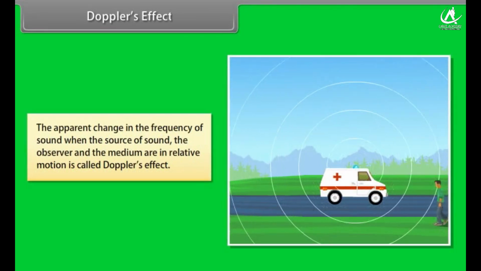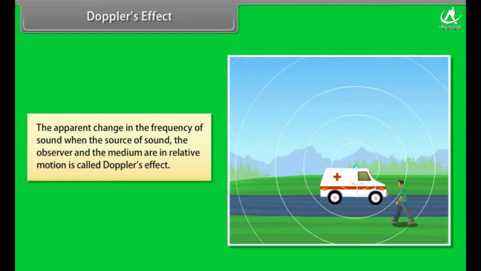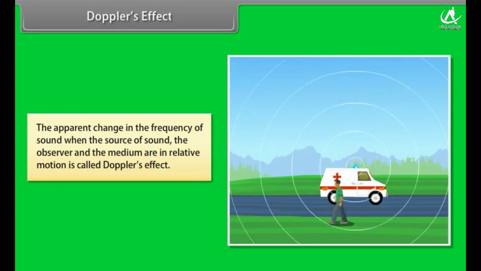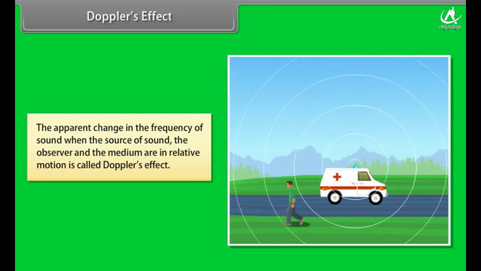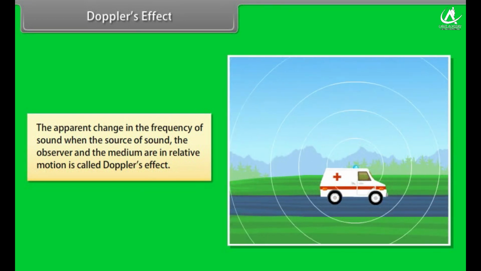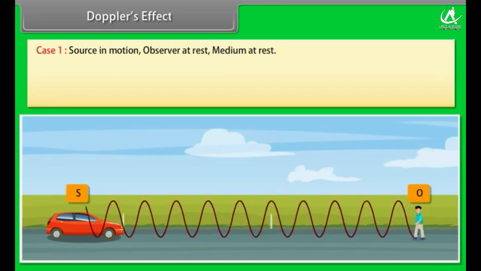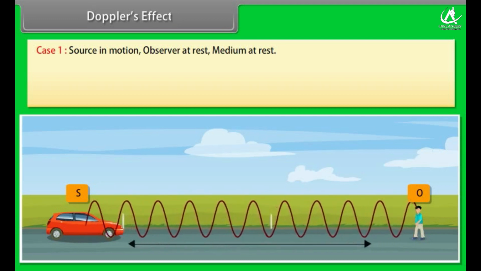Doppler's effect. The apparent change in the frequency of sound when the source of sound, the observer and the medium are in relative motion is called Doppler's effect. Let us now discuss the apparent frequency of sound in different cases. Case 1. Source in motion, observer at rest, medium at rest.